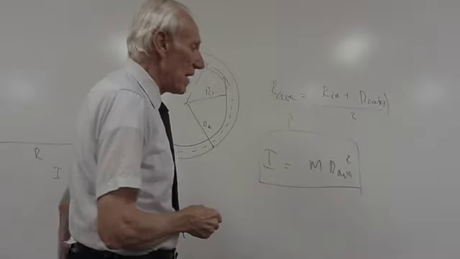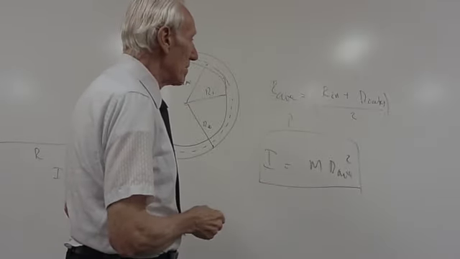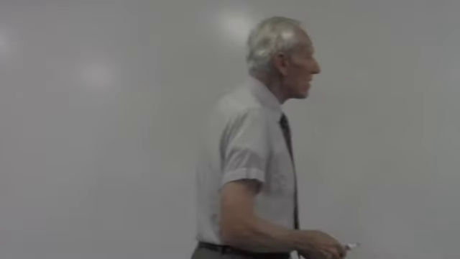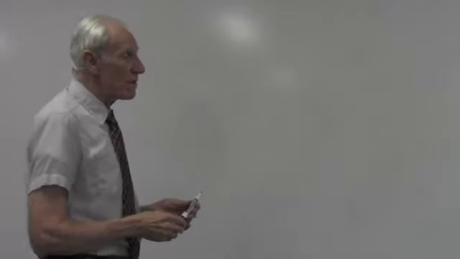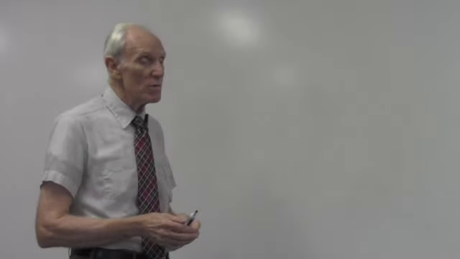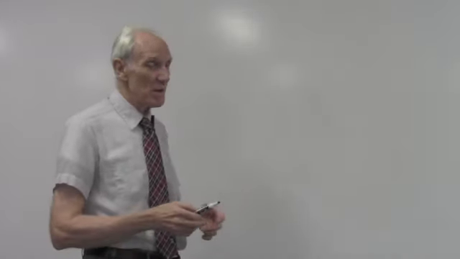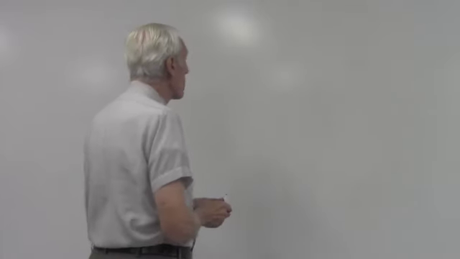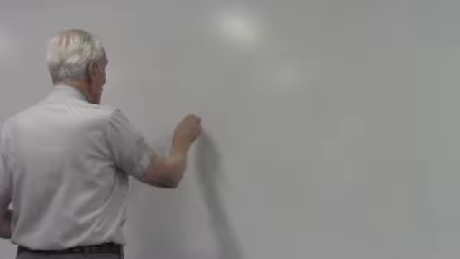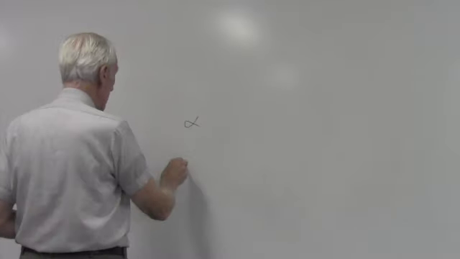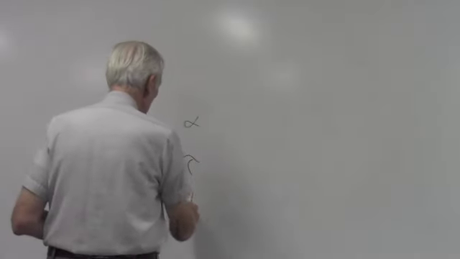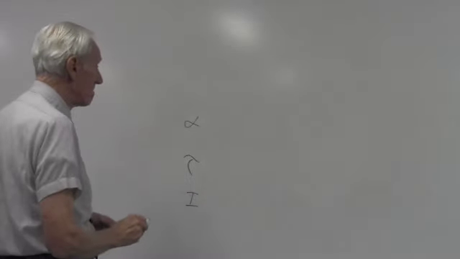So we need to measure the average radius of the ring. Your angular accelerations are going to be a lot bigger than your linear accelerations because you're dividing by 0.02. So they're going to be 50 times bigger. Okay, so we have alpha figured out, we have torque figured out, and we have moment of inertia figured out.